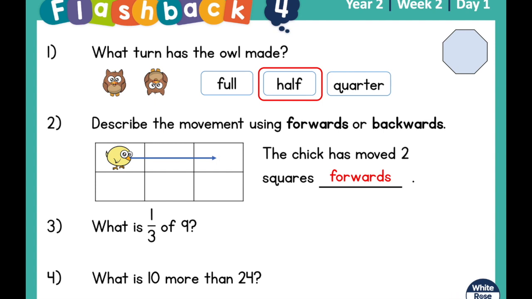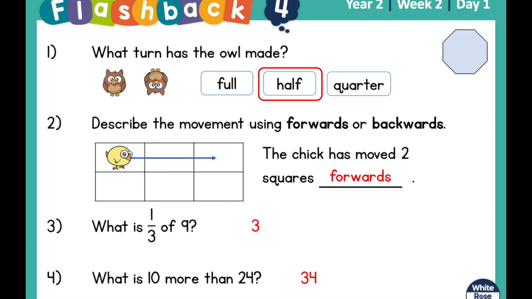What is 1/3 of 9? Well, the answer to that is 3. You could think about 3 times 3 equals 9, or you could have thought about it as 9 divided by 3 equals 3. And question 4, what is 10 more than 24? Nice straightforward one there, 34. You can count up in tens. Starting at 24, your next number would be 34.